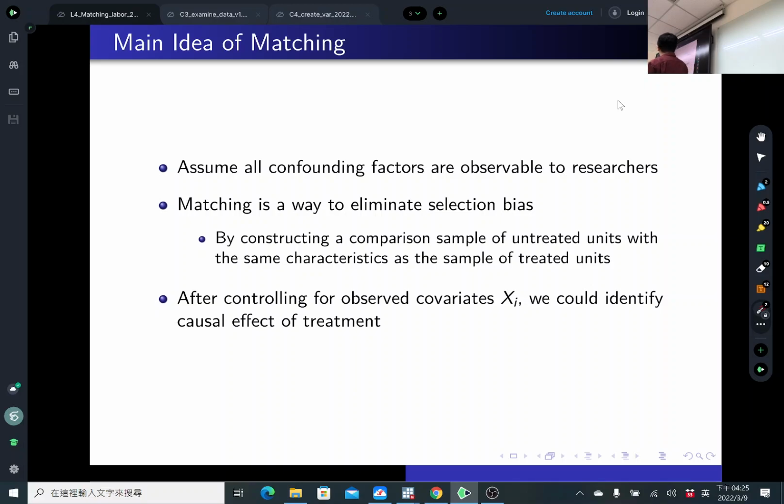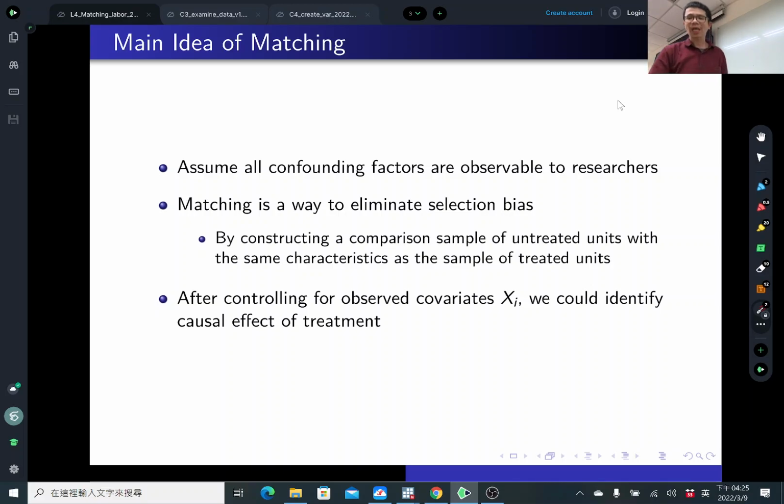Then we can just construct a control group of untreated units with the same characteristics as the treatment group. So basically, we can construct a control group with the same characteristics, so that the treatment group and control group have similar characteristics, because all characteristics, based on this assumption, can be observed. Okay. So after controlling the observed covariates, we can identify the causal effect by this assumption.